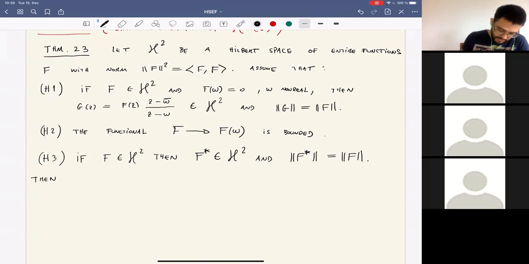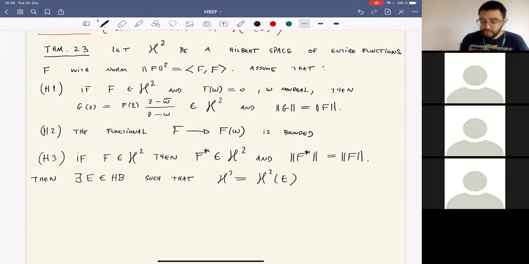Okay, so suppose you have a certain Hilbert space of entire functions with these 3 conditions. Then the claim is that there exists some function E, a Hermite-Biehler function, such that this space is just the de Branges space as we constructed, associated with this function E.